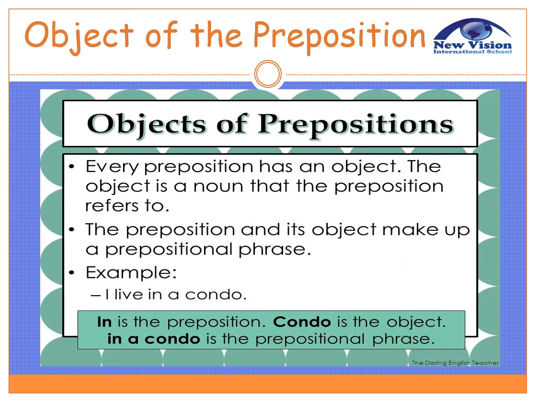Still on the object of the preposition, every preposition has an object. The object is a noun that the preposition refers to. The preposition and its object make up a prepositional phrase. I think I already explained this one a while ago. I live in a condo. In is your preposition, condo is the object, and in a condo is the prepositional phrase. It's very basic and simple.